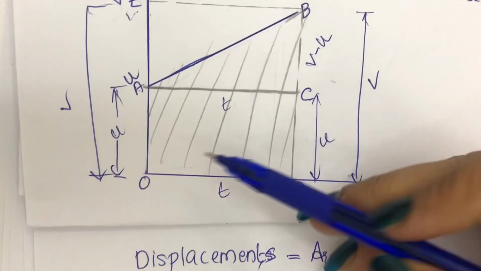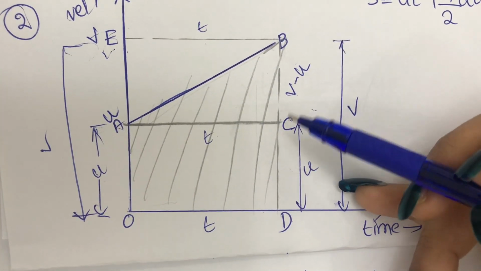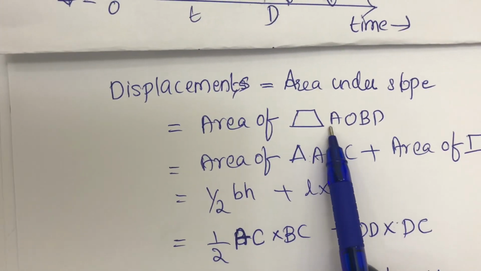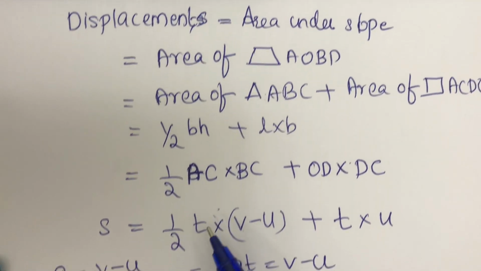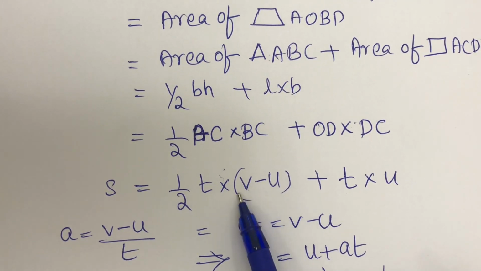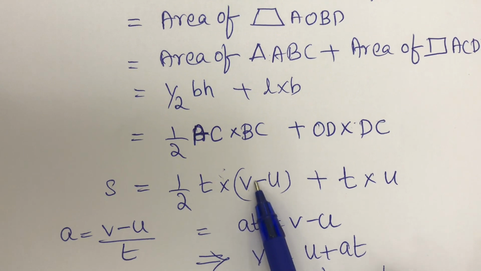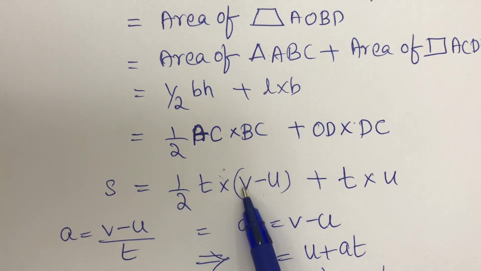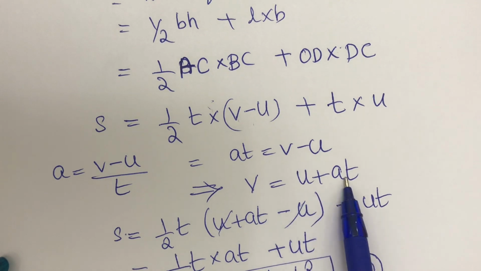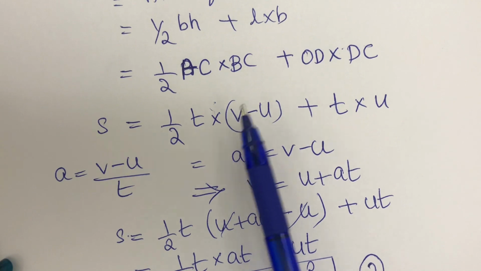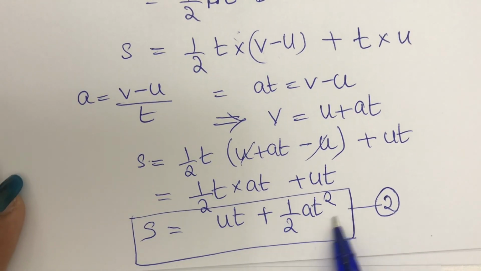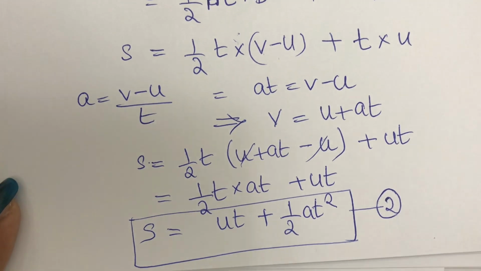So, area under the slope will be what? Our displacement. So, displacement is equal to area of triangle ABC plus area of triangle ACDO. So, half BH plus LB, and we have substituted all these terms. We got this, and we don't need this V here because in the second equation of motion, final velocity won't be there. So, we have substituted acceleration instead of this. Acceleration we found as a equals (v minus u) by t, so v equals u plus at. So, that we have substituted instead of V, and we got the second equation of motion using the graphical method.